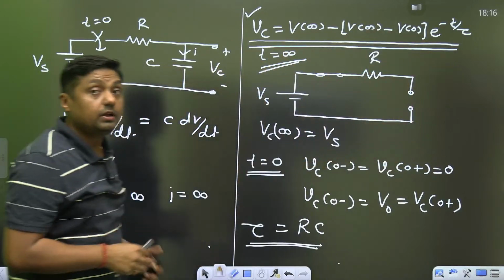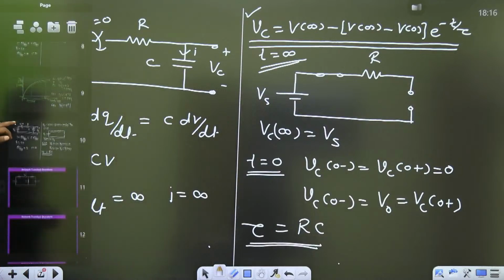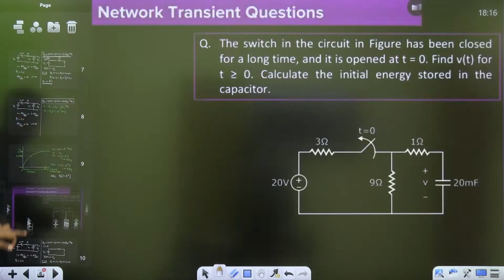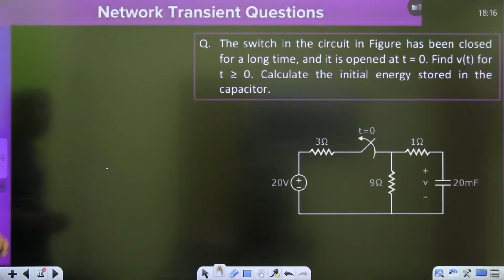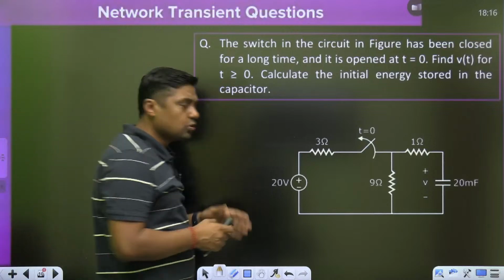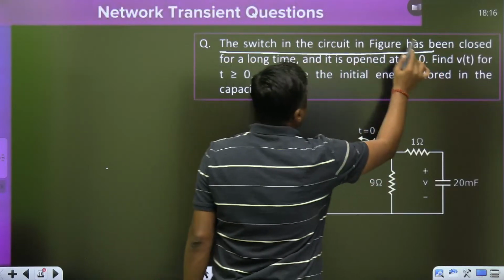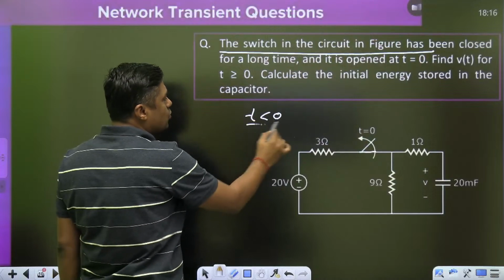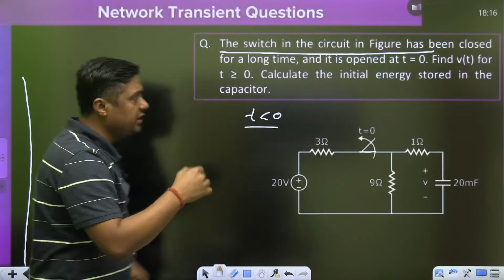Okay, in a first order RC circuit, now watch this. What is the question? What is asked in the question? The switch in the circuit in the figure has been closed for a long time. So initially it is closed, and it is opened at t equal to 0. So for t less than 0, the switch is closed. For a long time means we can say from minus infinity.